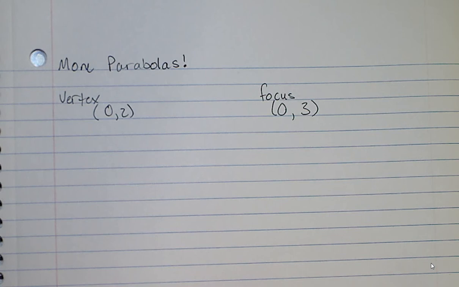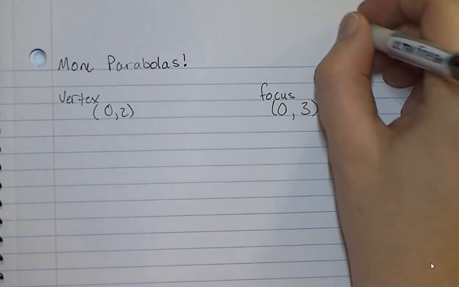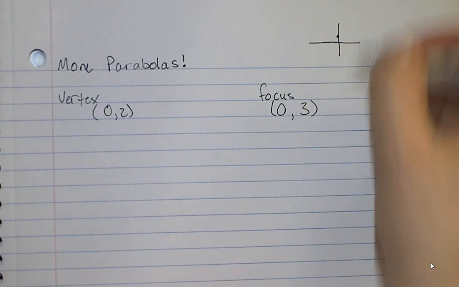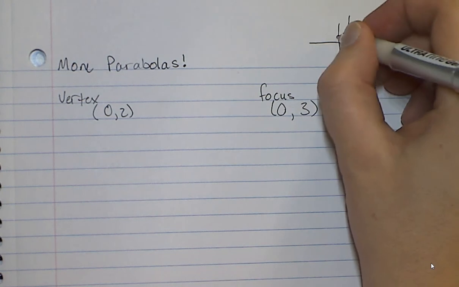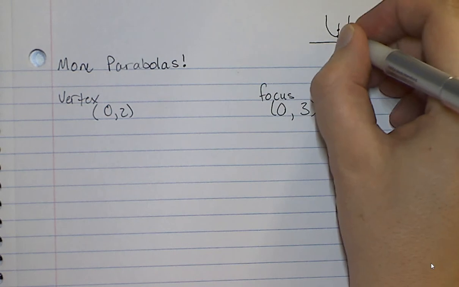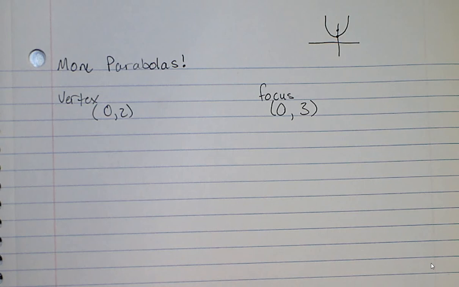Now, I'm a super visual person, so I like to draw this out just to get an idea of what the information is telling me. If I know that the vertex is at (0, 2) and the focus is at (0, 3), one unit above it, you know for a fact the parabola has to open up, because the focus is always inside the parabola. So it doesn't open down, it opens up. Does that make sense? Okay.